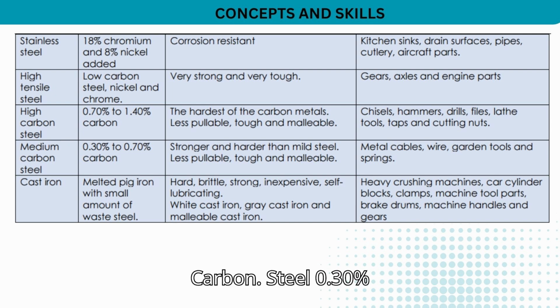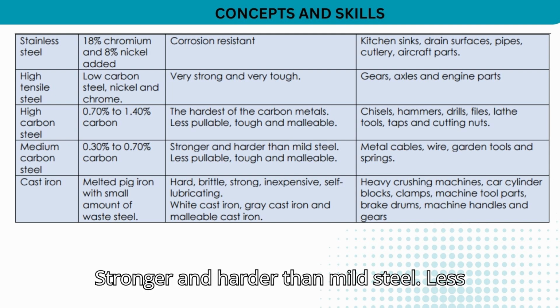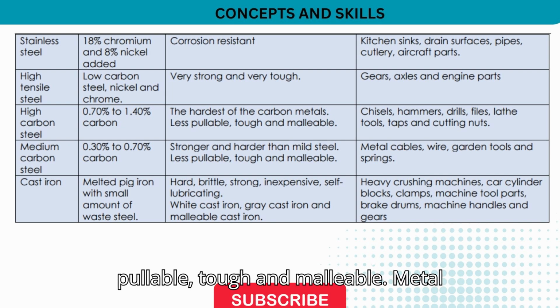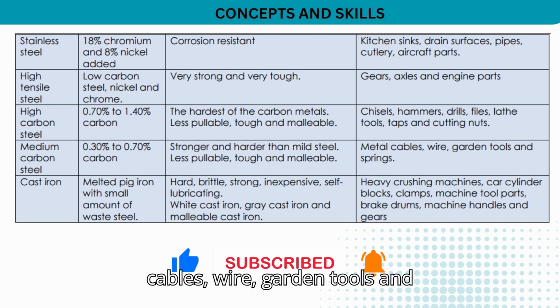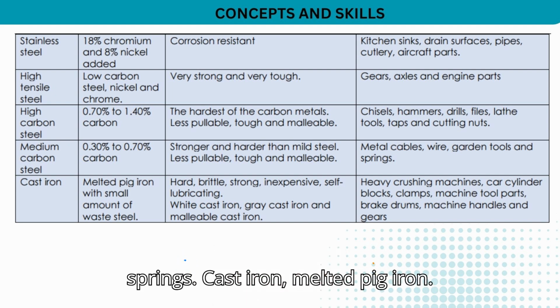Medium carbon steel. 0.30% to 0.70% carbon. Stronger and harder than mild steel. Less pullable, tough and malleable. Used for metal cables, wire, garden tools and springs.